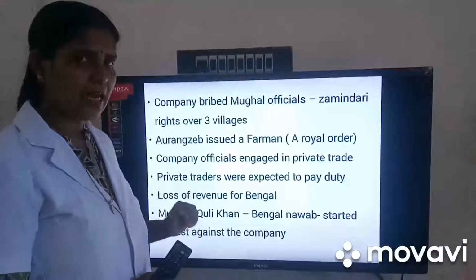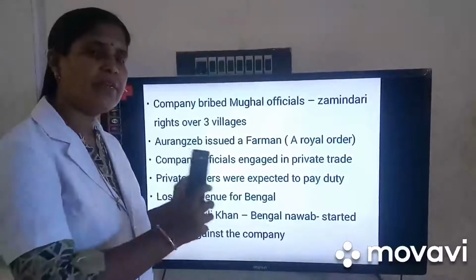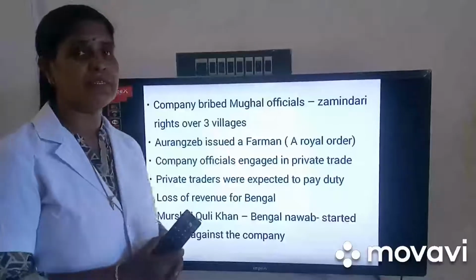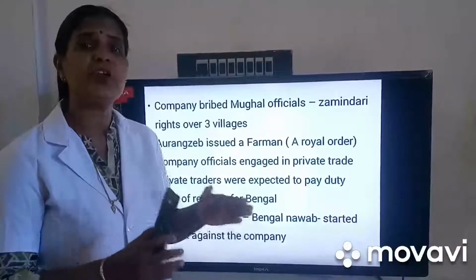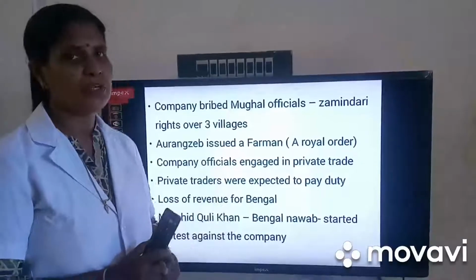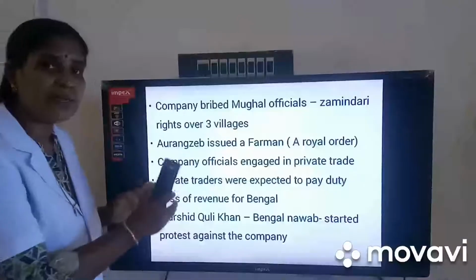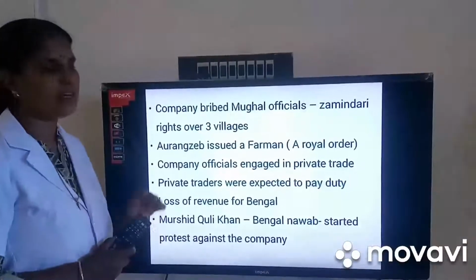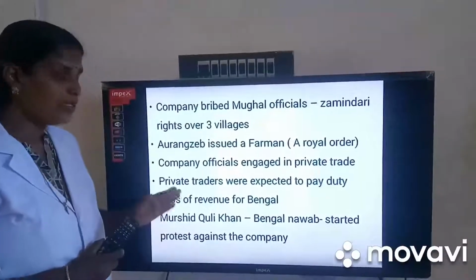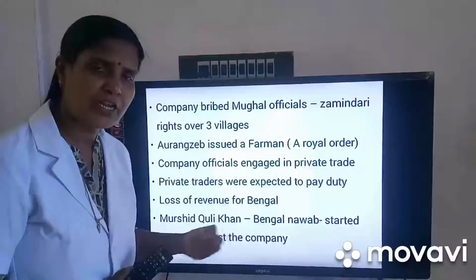But at the same time the company officials started to do side business. Okay, and when they were doing the side business, for that also they did not pay the tax. So the Nawabs became furious about this. By doing that, the revenue of Bengal, the revenue of the Nawabs, was reduced. So the Bengal Nawab, Murshid Quli Khan, strongly protested against this.